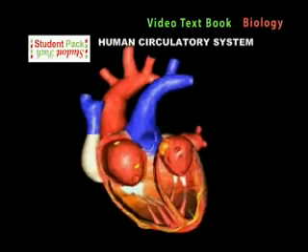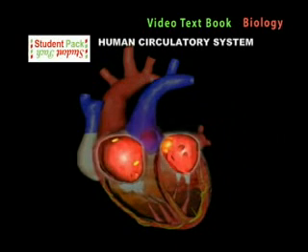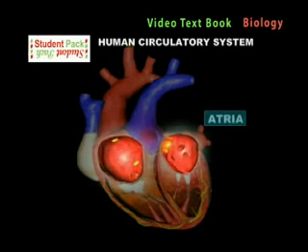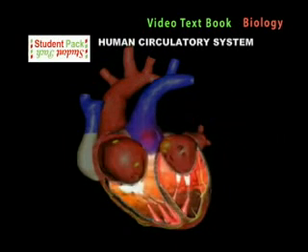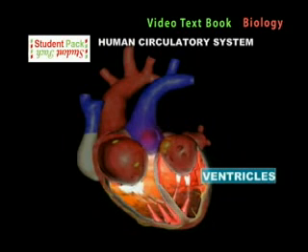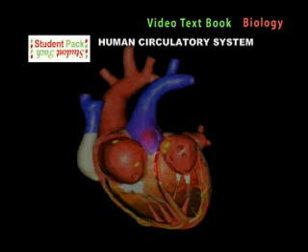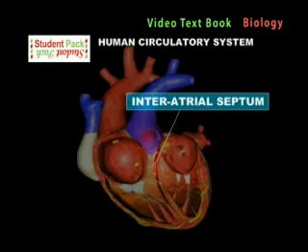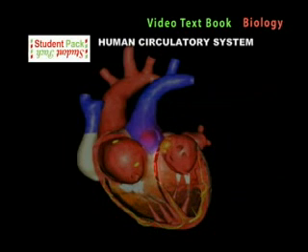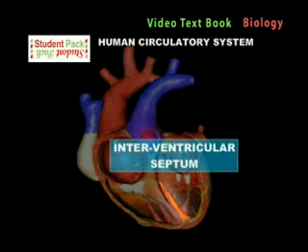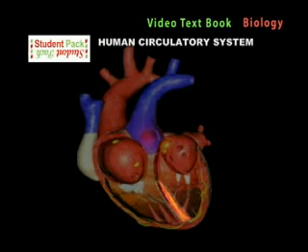The human heart has 4 chambers: 2 relatively small upper chambers called atria and 2 larger lower chambers called ventricles. A thin muscular wall called the interatrial septum separates the right and the left atria, whereas a thick-walled interventricular septum separates the left and the right ventricles.